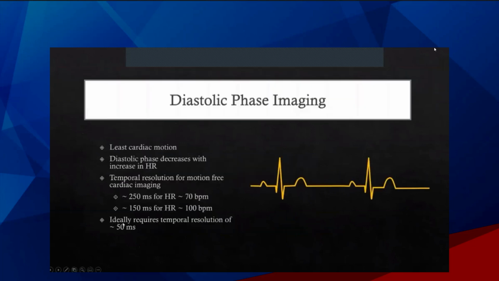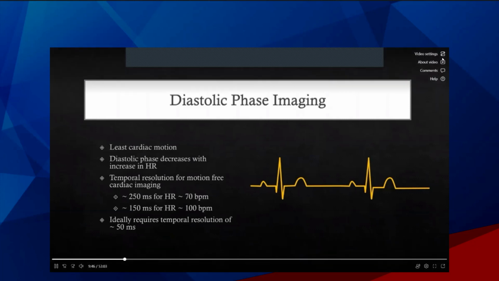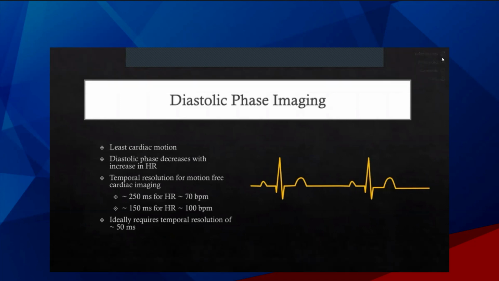As you are probably aware, in cardiac CT examinations, we aim to image the heart during the diastolic phase because this is the portion of the cardiac cycle where the heart has the least motion. Keep in mind that the diastolic phase decreases with faster heart rates, limiting your chance to image a still heart. In general, a temporal resolution of approximately 200 milliseconds is enough to image a heartbeat at around 70 beats per minute, and approximately 150 milliseconds is needed to image a heart rate of approximately 100 beats per minute.